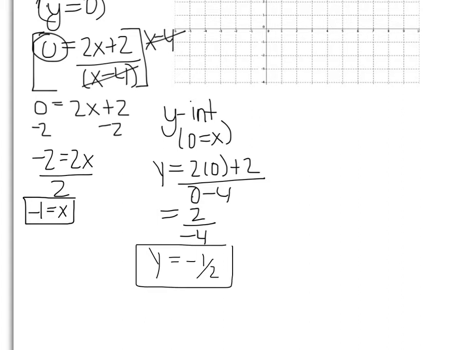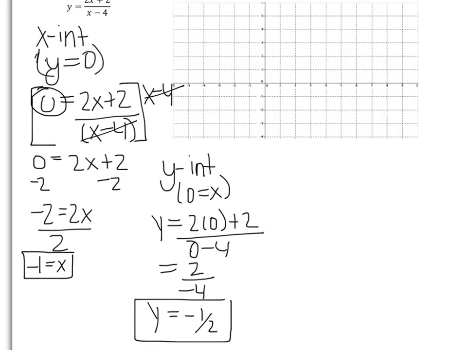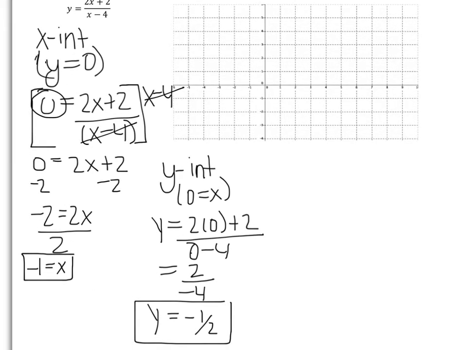So we now have an x-intercept and we have a y-intercept. We could plot both of those points. So x is negative 1, so we can plot that point, and y equals a negative 1/2, so we can plot that point. So we got those 2 points now.